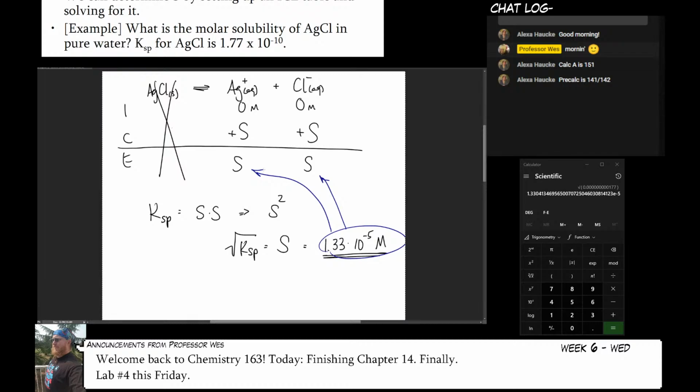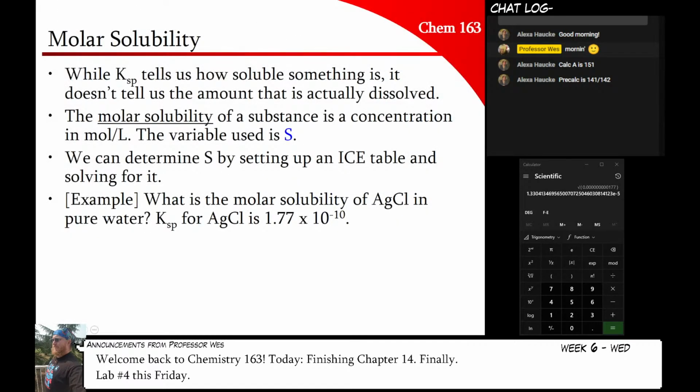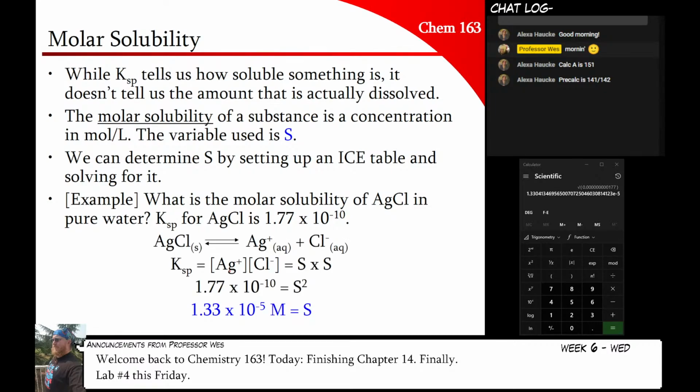So by dropping a chunk of silver chloride into water, only this much is going to dissolve. 1.33 times 10 to the minus 5 moles per liter. So essentially nothing, yeah? And that's all there is to it. That's basically what we're going to be doing this whole chapter, is just permutations of that. All right.